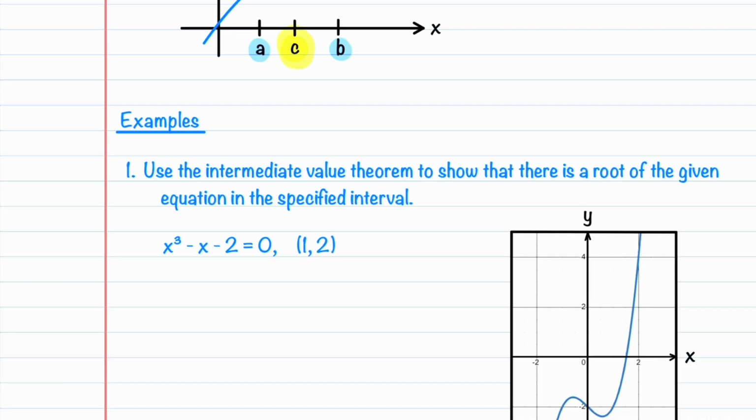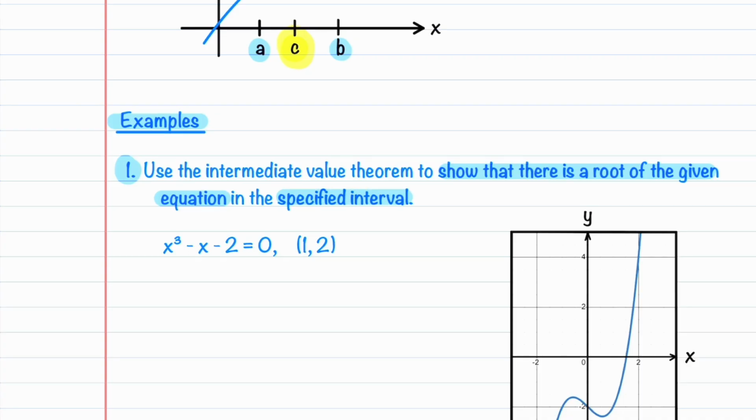Let's now see how this works in practice and walk through two examples. One really nice application of the intermediate value theorem is when we can use it to show that an equation has a root in a specified interval. And that's what our examples are going to be about. In our first example, we are going to use the intermediate value theorem to show that there is a root of the given equation in the specified interval.